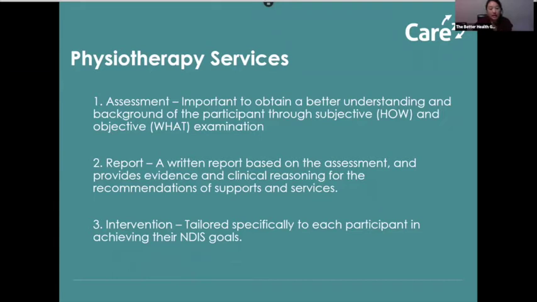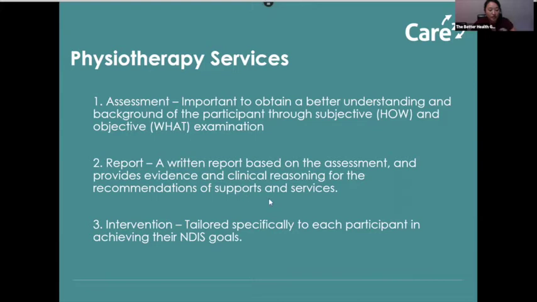And then obviously if intervention is recommended, we provide tailored, specific intervention programs for each participant, ensuring that they're achieving their NDIS goals. So this is the what of the objective examination in terms of intervention strategies that we can include. Could be tailored exercises, education, self-management strategies, pain management, manual therapy, gait retraining. The list is endless, and we will go through more about intervention later as well.